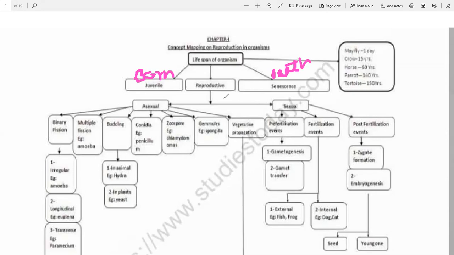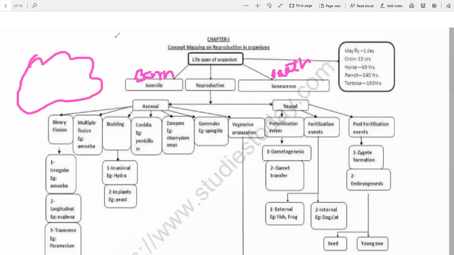Asexual reproduction is further divided into many categories such as binary fission, multiple fission, budding, spore formation, gemmule formation, and vegetative propagation. Binary fission can be of three types: irregular, seen in amoeba; longitudinal, in euglena; and transverse, in paramecium.